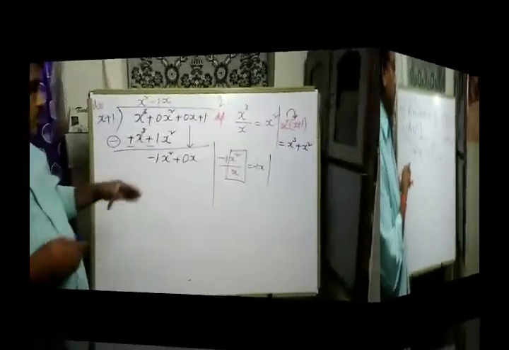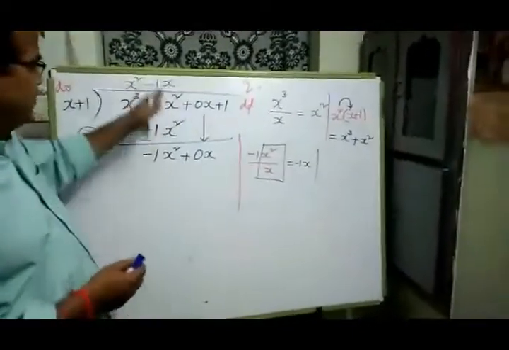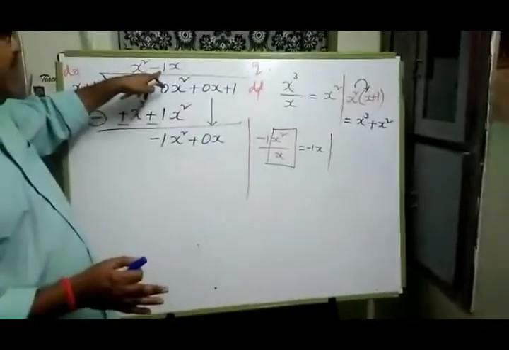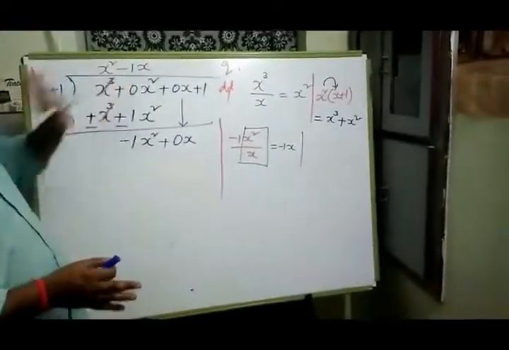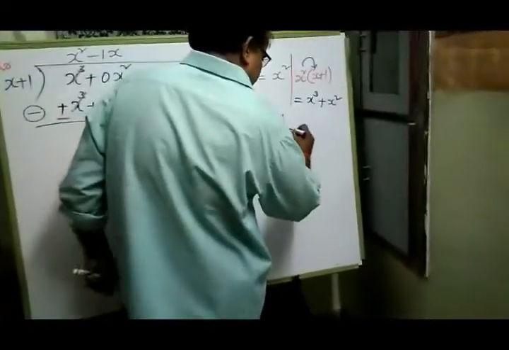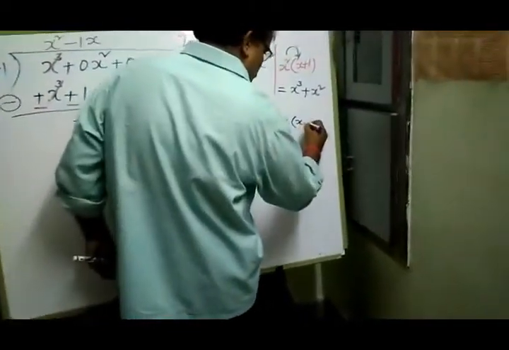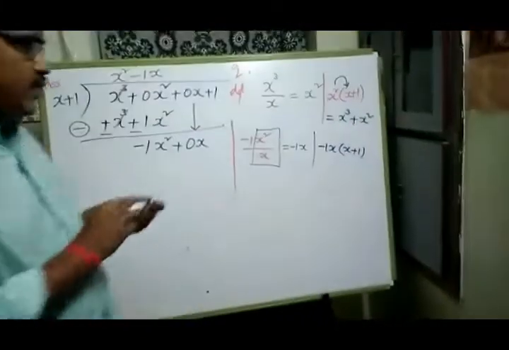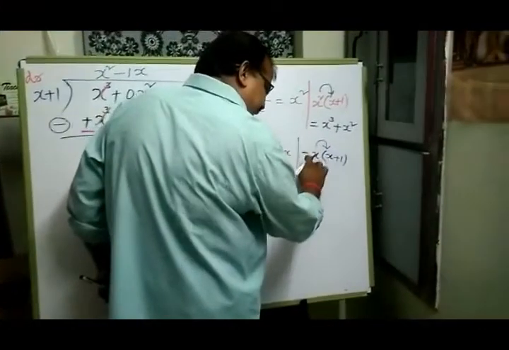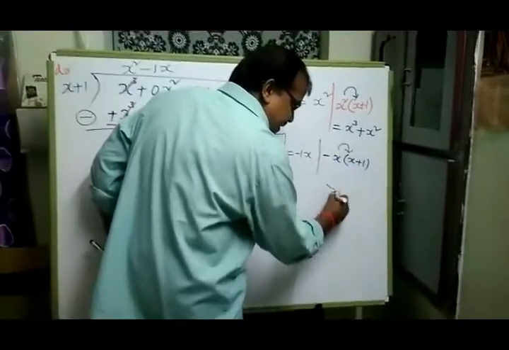So minus 1x square by x gives minus 1x. This is the new partial quotient. Here, minus 1x and minus x are both the same. Now, multiply minus 1x into the divisor, x plus 1. Minus 1x is nothing but minus x. We can take only x, no problem. Minus 1x also, no problem. Minus x into x.